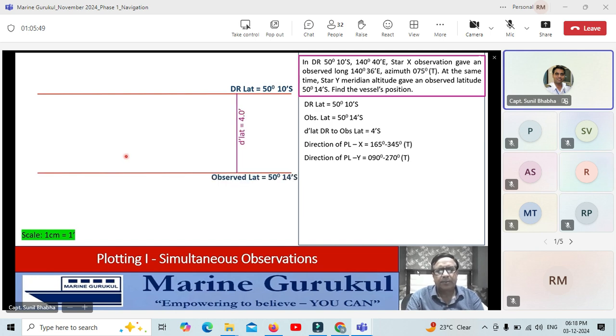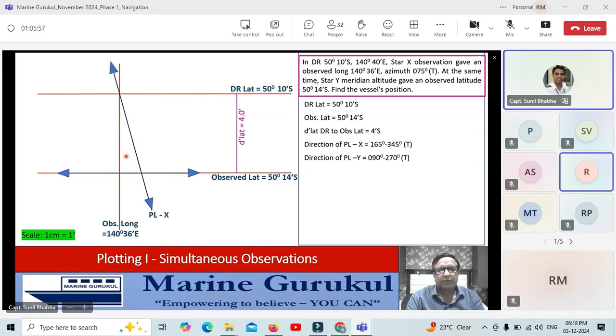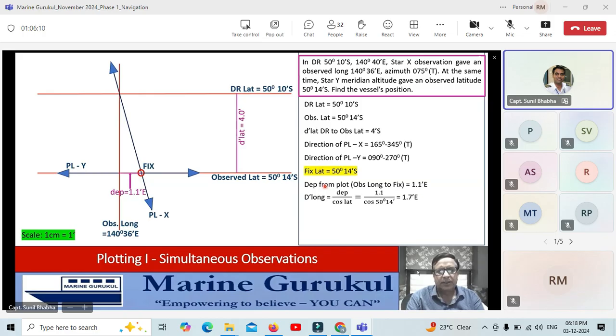The two parallels have come up. We have the observed long meridian coming up. We have the PL for X. We have the PL for Y. We have the fix being identified here. We have the departure here. And then the same calculations as in the earlier discussion are being carried out to get the coordinates of the fix.